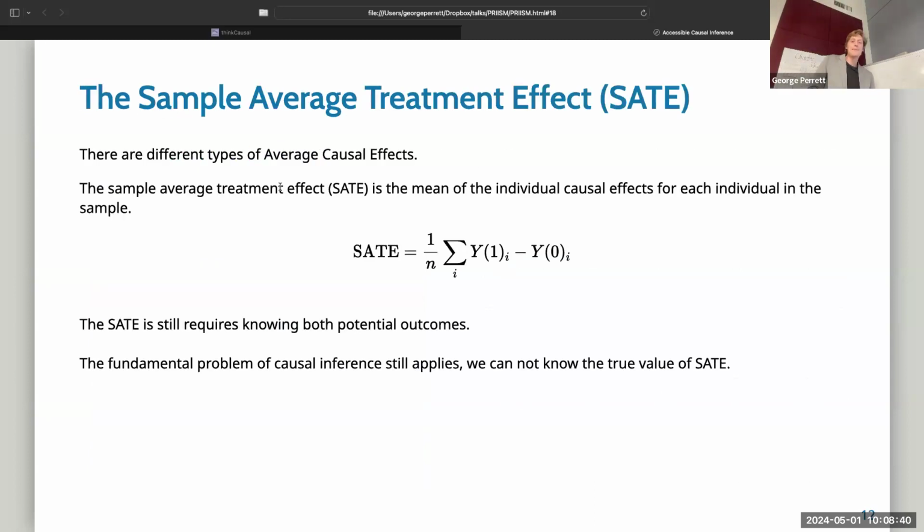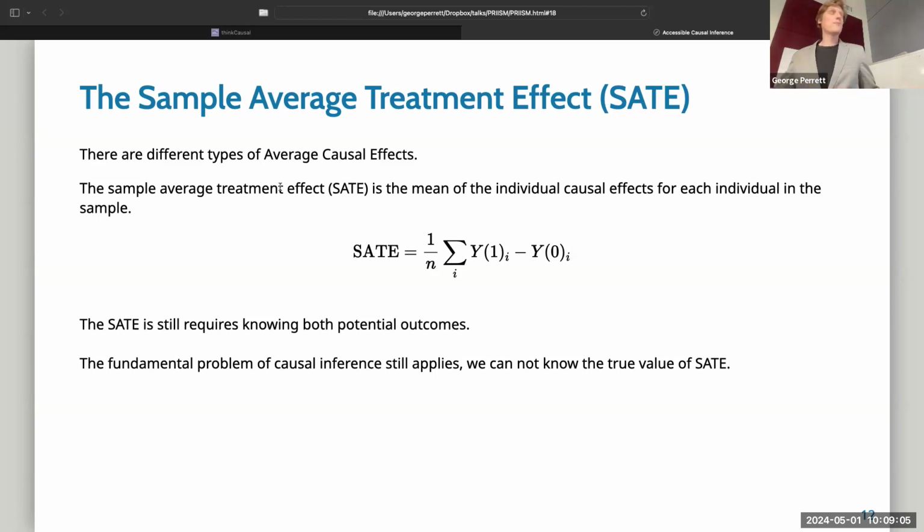Now, there's many different types of average causal effects. The one I'm going to be focusing on the most today is called the sample average treatment effect. And it's just the average of y1 minus y0. Y1 is how fast a given runner would have ran with the shoes, and y0 is how fast that runner would have ran without the shoes, averaged over the whole sample. So here, n is just the number of people in our sample, in this case, 150.